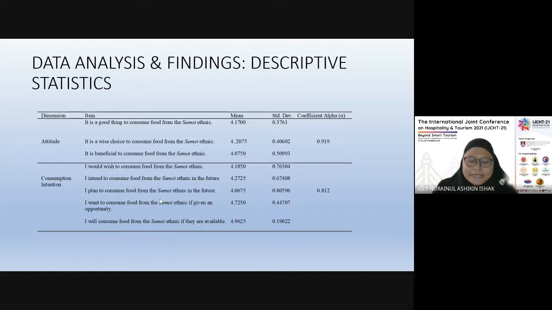Basically, as can be seen from the table, the mean for attitude reached a point of 4.0 to 4.2, which falls into the agree point, and this translates that the respondents are leaning towards agreeing that personal attitude may influence the intention to consume Aborigine food.